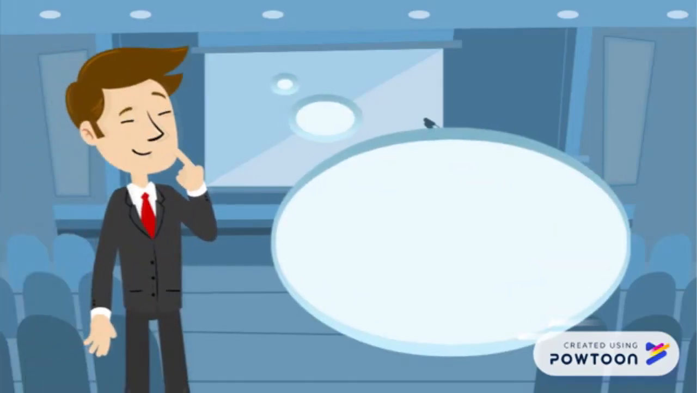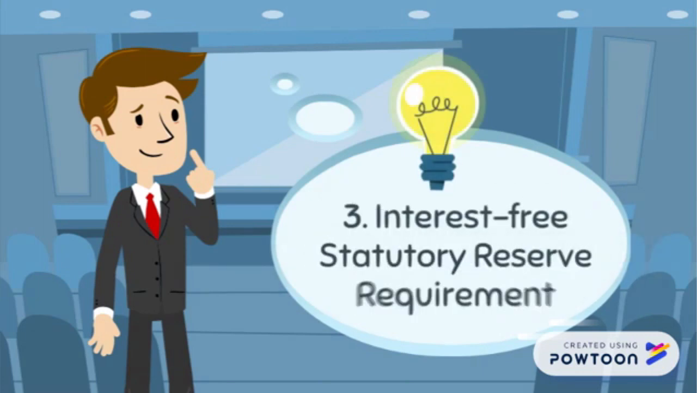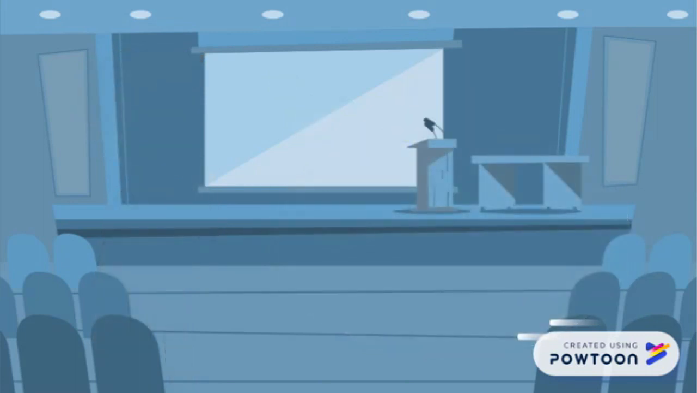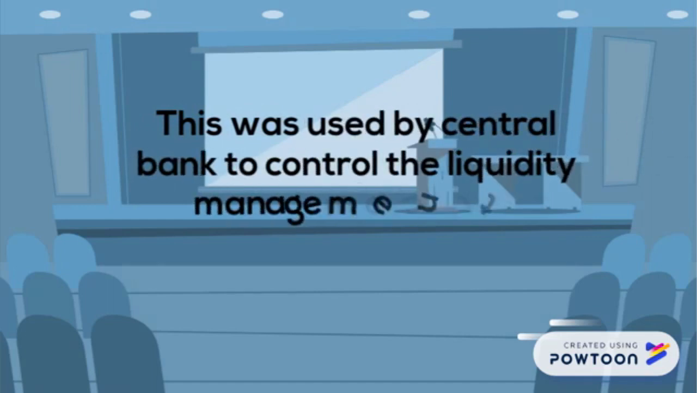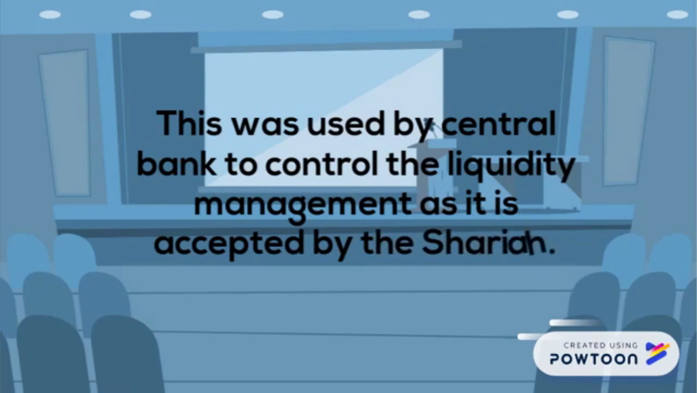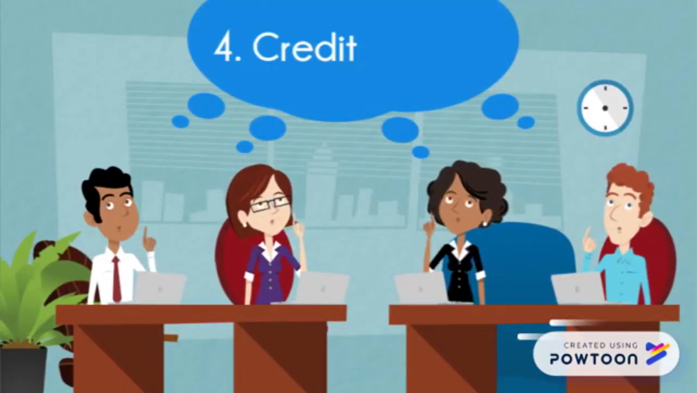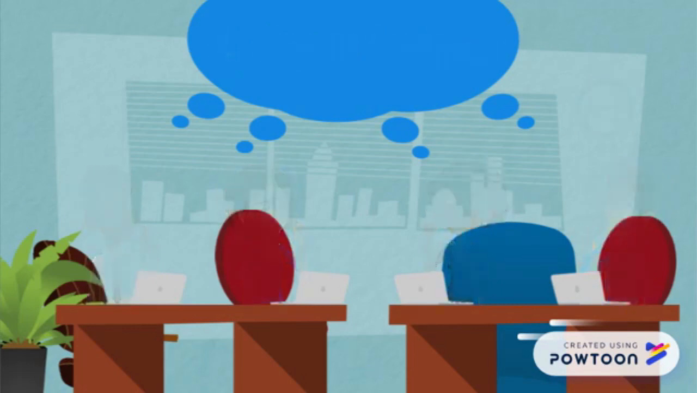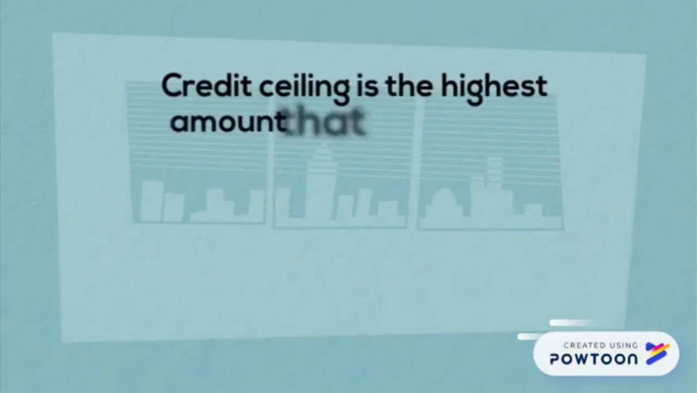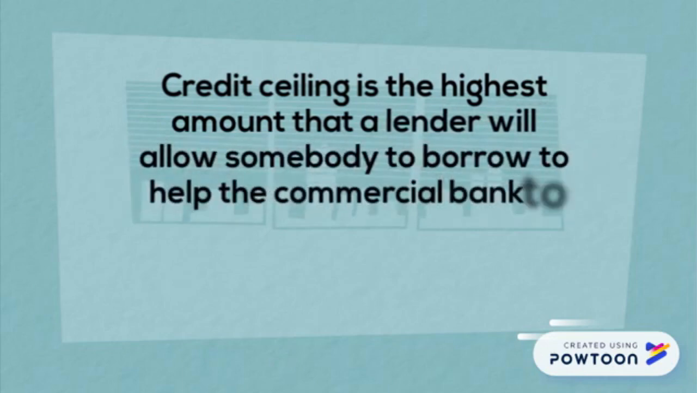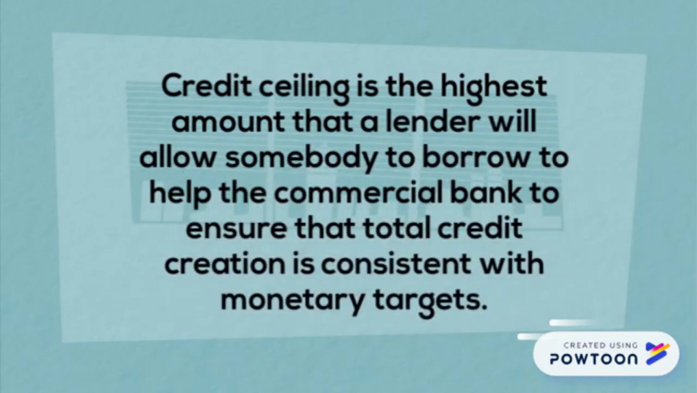Number three, interest-free statutory reserve requirement. This is used by the central bank to control liquidity management as it is accepted by the Sharia. Number four, credit ceilings. A credit ceiling is the highest amount that a lender will allow somebody to borrow, to help the commercial bank ensure that the total credit ratio is consistent with monetary targets.